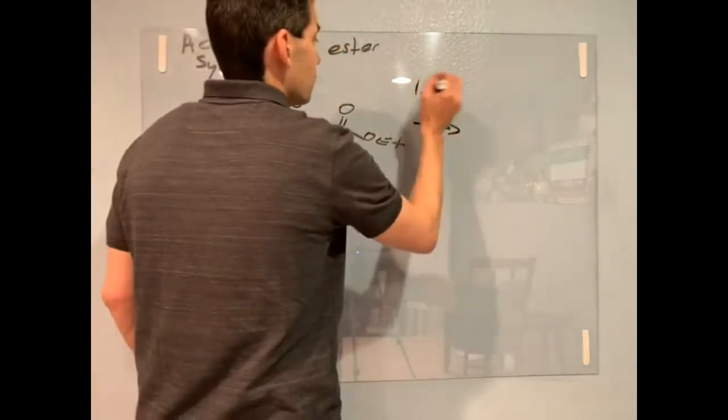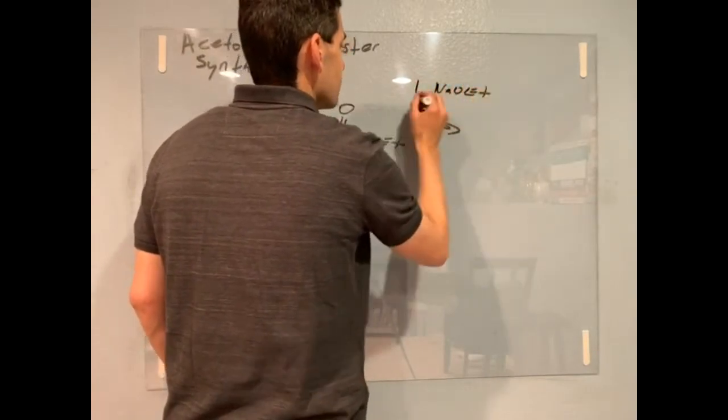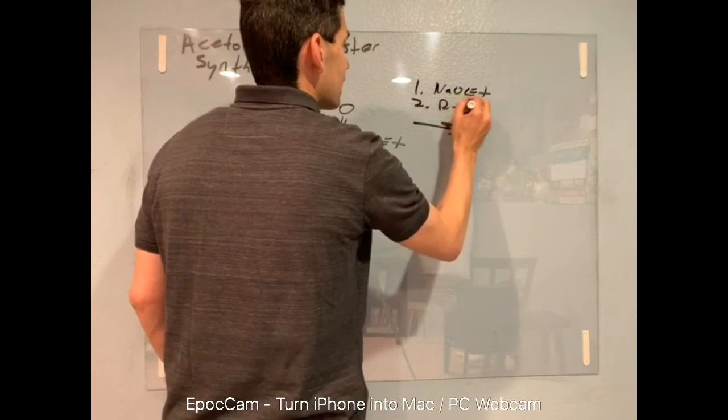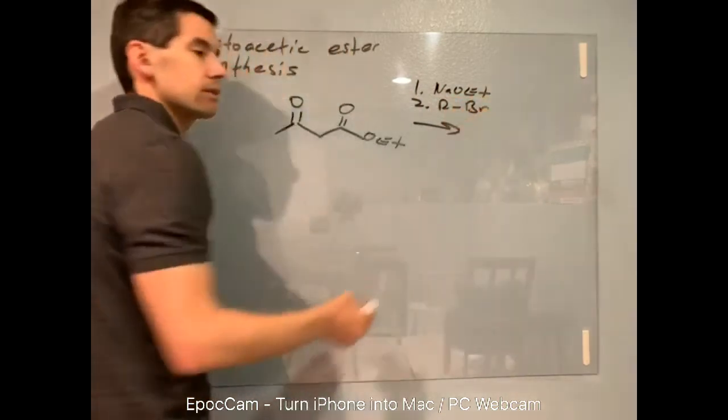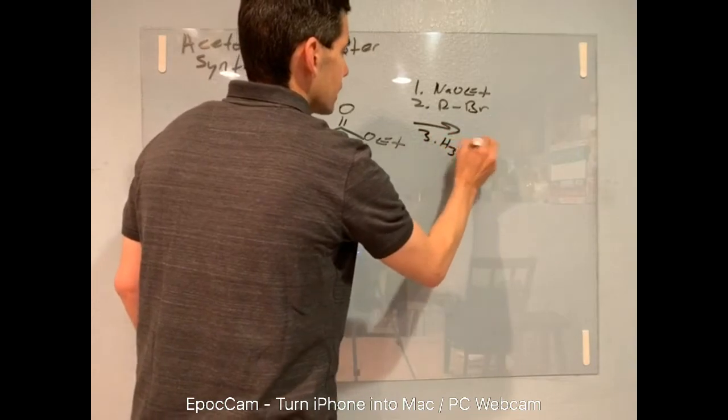In this one, we're going to do similar steps that we saw with the malonic ester synthesis. Step one is addition of our base, sodium methoxide. Step two is addition of our alkyl halide, and we'll use our alkyl bromide there. Step three is going to be our H3O plus and our heat.